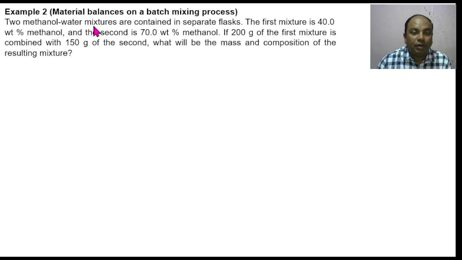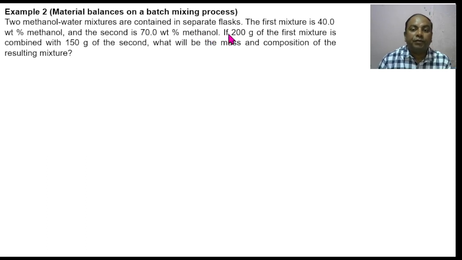Two methanol water mixtures are contained in separate flasks. That means two separate flasks are there, and each flask contains a mixture of methanol and water. The first mixture contains 40 weight percent methanol, and the second contains 70 weight percent methanol.